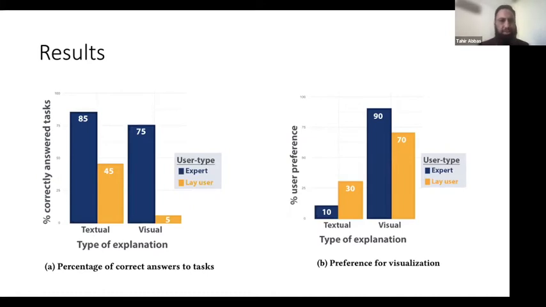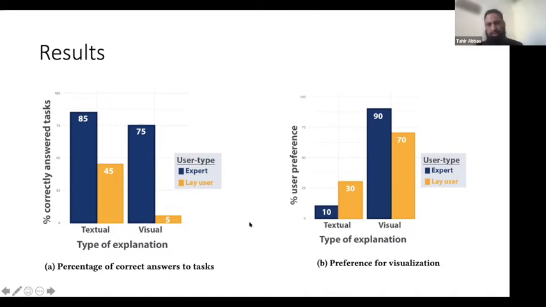These are the results. So on the left side, you can see the correctly answered tasks. These results were quite surprising because, as you can see, if you look at the user type, experts actually answer correctly whether it's for a textual or visual explanation, while the lay users were only successful in the case of textual explanation, but not in the visual explanation, because only 5% answered correctly in the visual explanation.